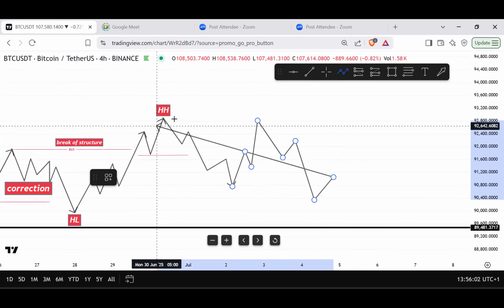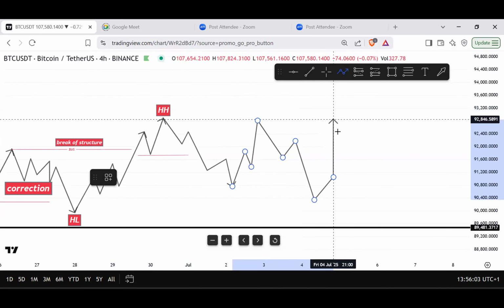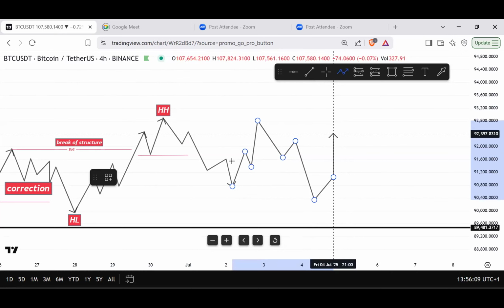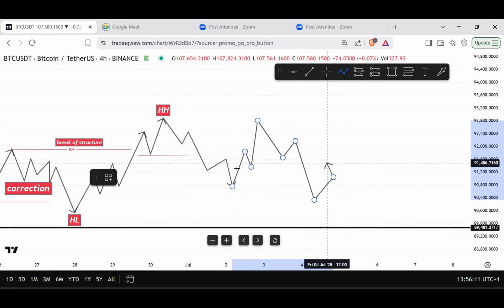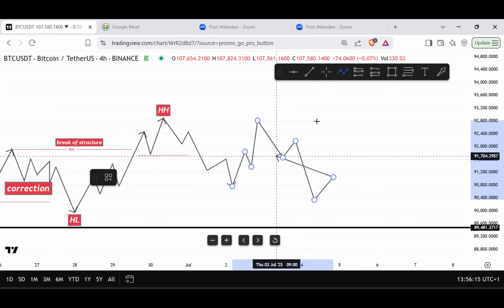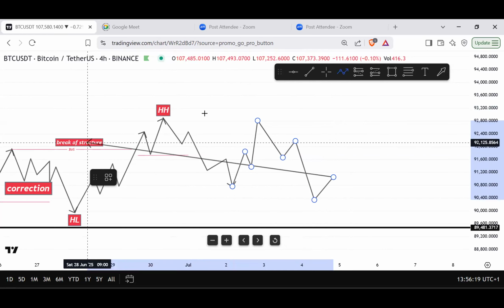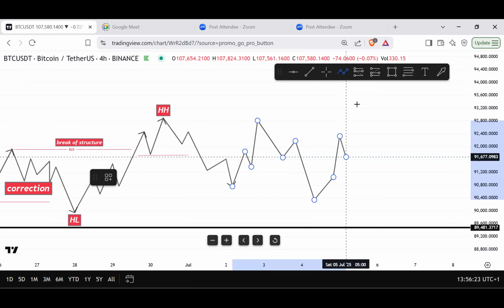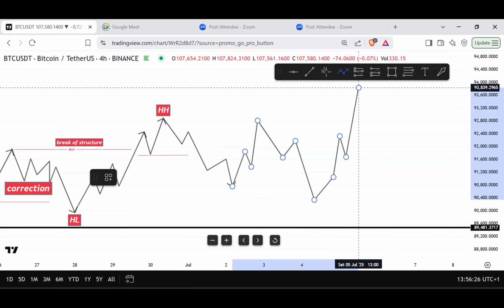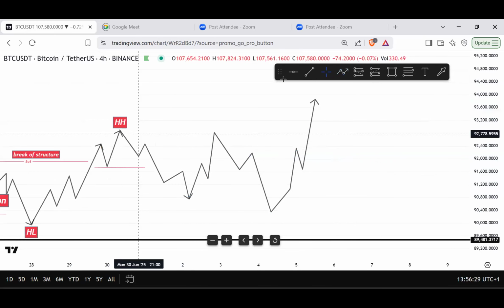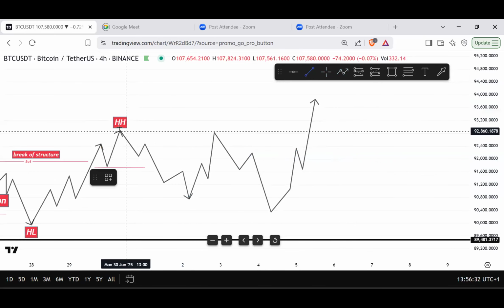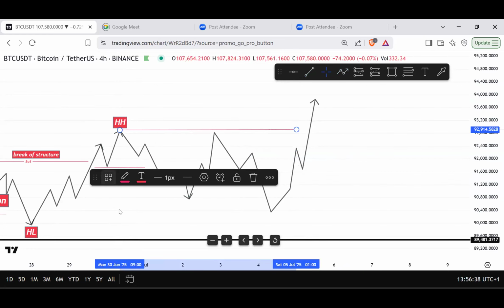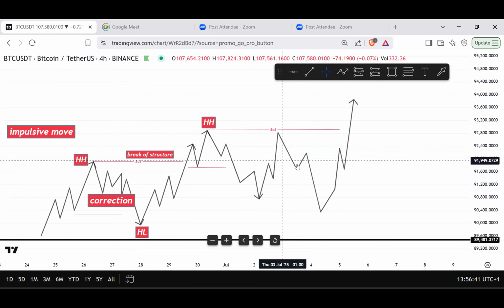In this case, this is a correction only. This is a part of the correction. All of these are correction. Until we have a break of structure, maybe price goes higher than the swing, then it will come as a new higher high. And you can now label a break of structure, BOS.